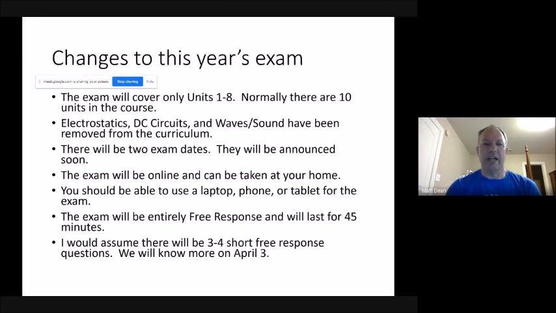So this year's AP Physics 1 exam is different than it's ever been before. It's only going to cover units 1 through 8. Normally, there are 10 units in the course. What ended up getting cut out of this year's course is electrostatics and DC circuits, and also waves and sound. There shouldn't be any questions about those topics on this year's test.